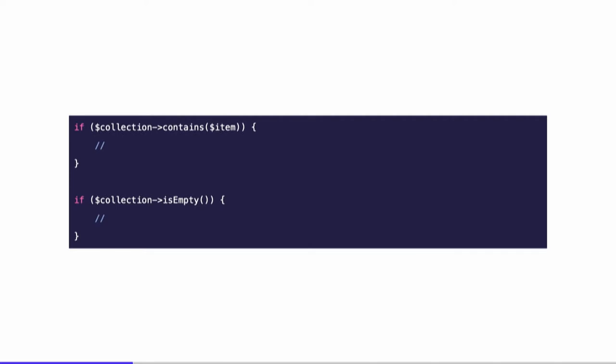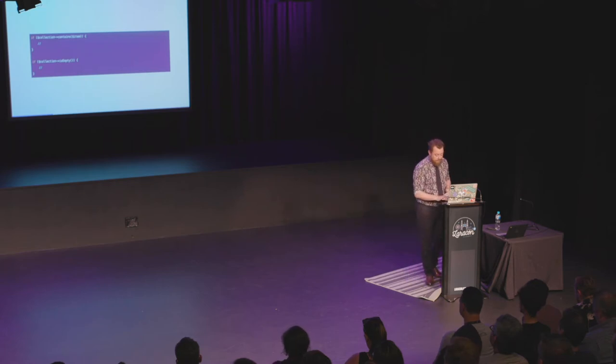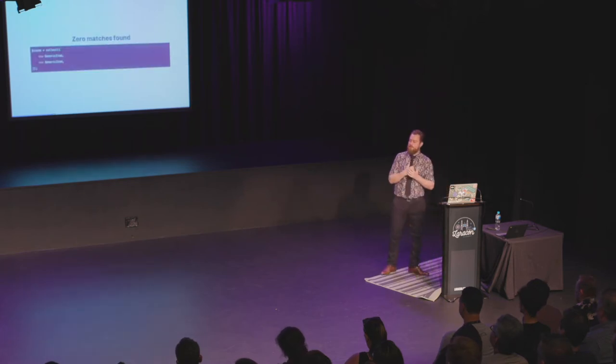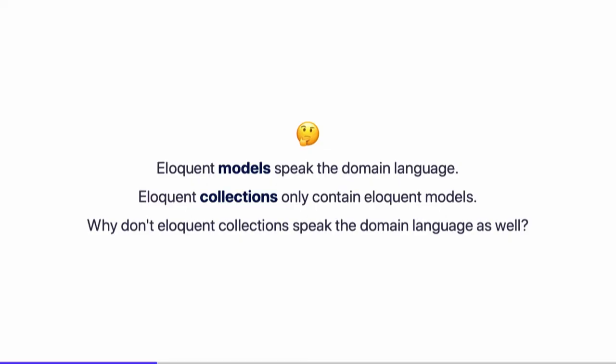You know, out of the box, we've got these tools for what they were built with, but we do more to the model. So for me, I never have a set of generic items. I've always got an Eloquent collection of a specific model. Is it invoices? Is it users? I don't know, but it's not generic items. So that brings me to my question: if Eloquent models speak the domain language and Eloquent collections only contain Eloquent models, then why don't Eloquent collections speak the domain language as well?